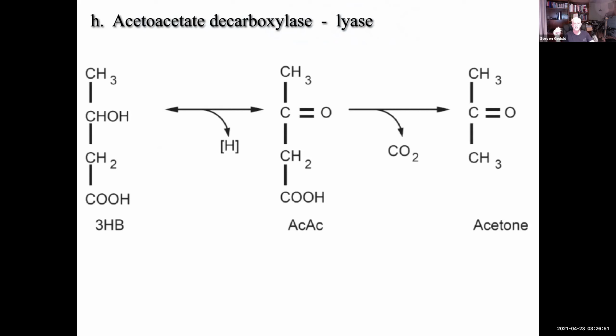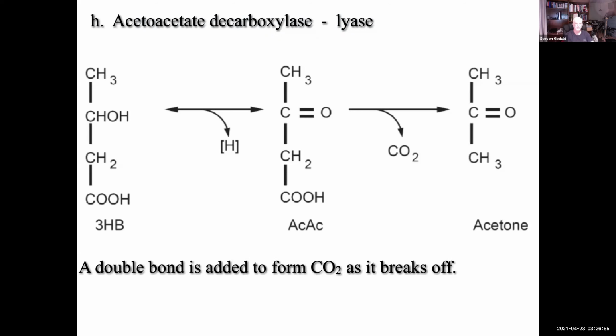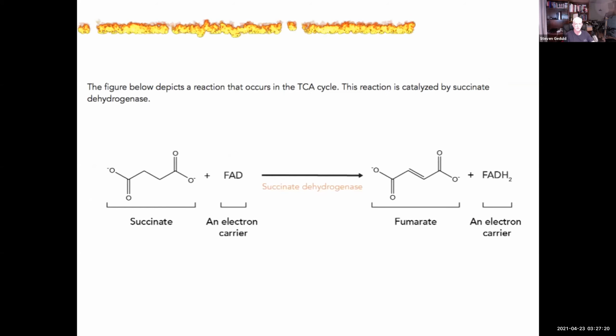Okay, acetoacetate decarboxylase, that's your lyase. A double bond is added to form CO2 as it breaks off. So the first step is to remove a hydrogen there, form your carbonyl group, and then we're going to move that carboxylic acid group and form acetone. We give off a CO2. And we form the double bond carbonyl group. And that's our decarboxylase. We've lost the CO2.